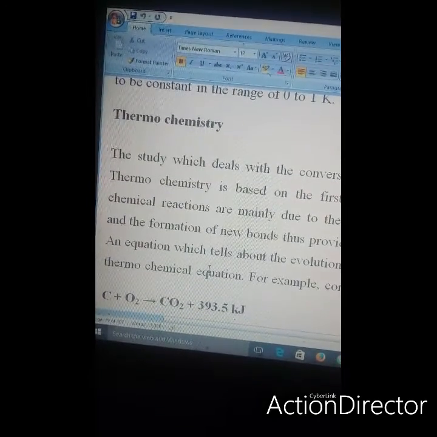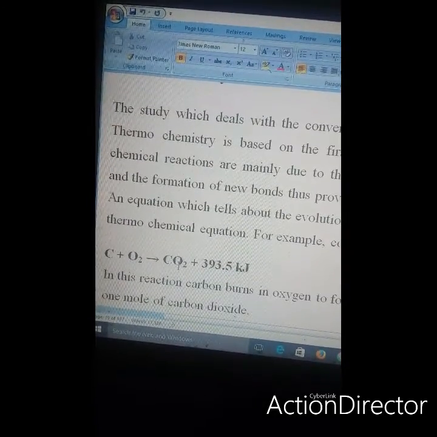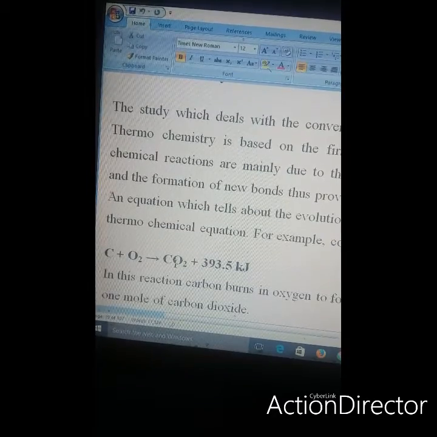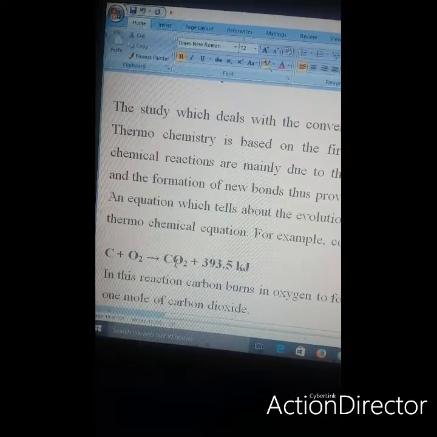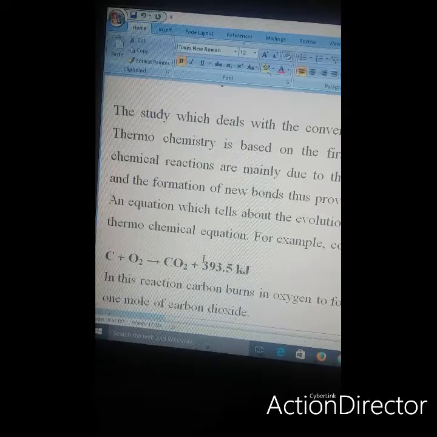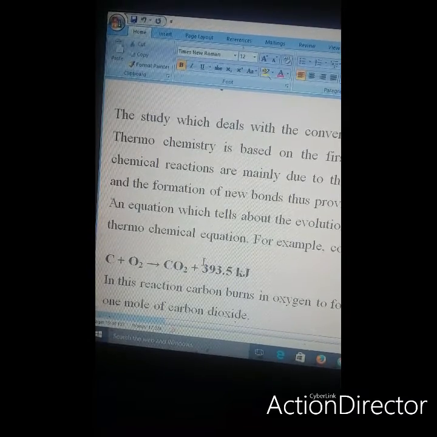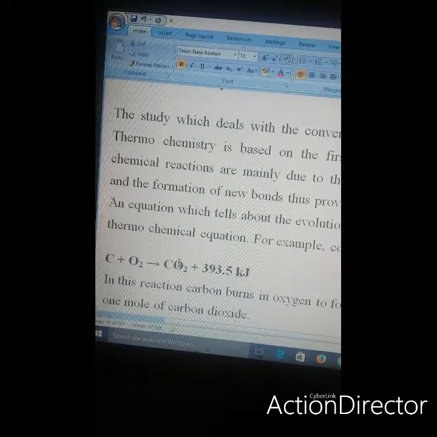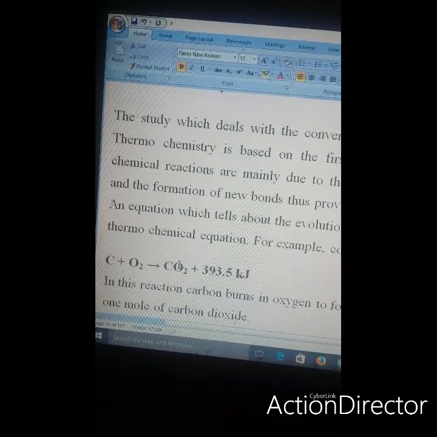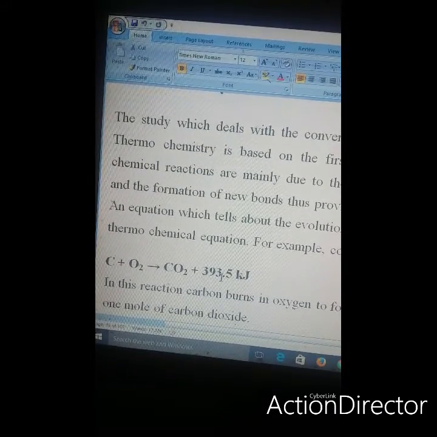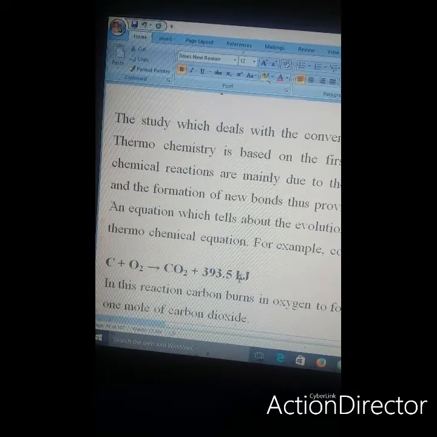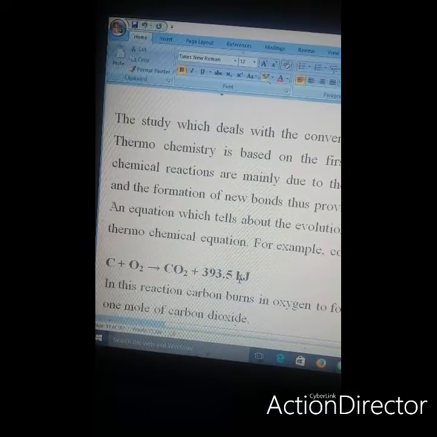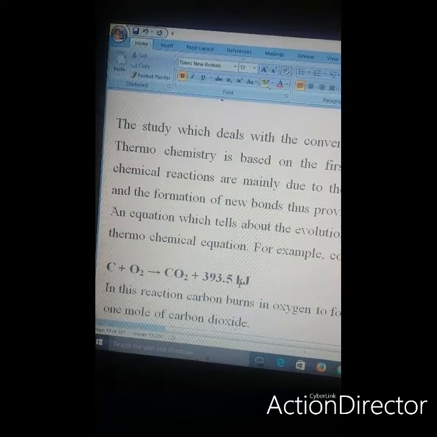So let us consider a thermochemical equation that will give you information that during a reaction either heat is evolved or absorbed. In this case, carbon burns in oxygen, giving you carbon dioxide. It is releasing 393.5 kilojoules of heat per 1 mole of carbon dioxide.